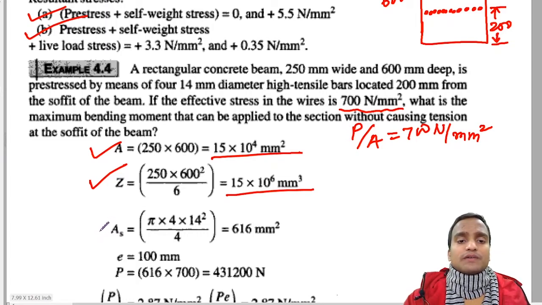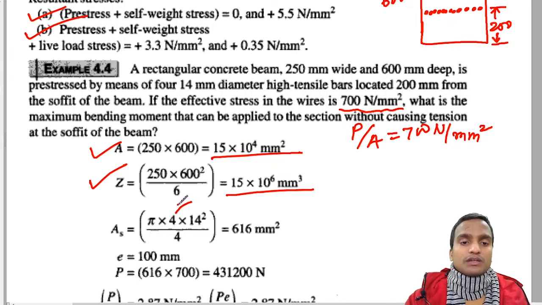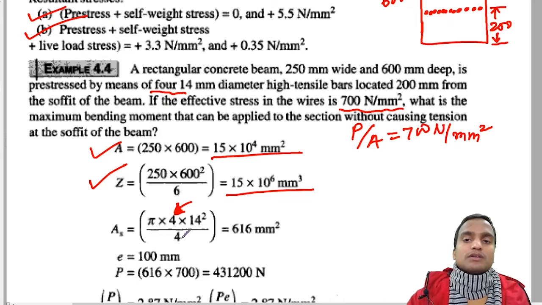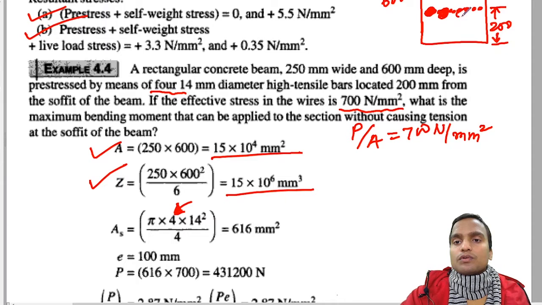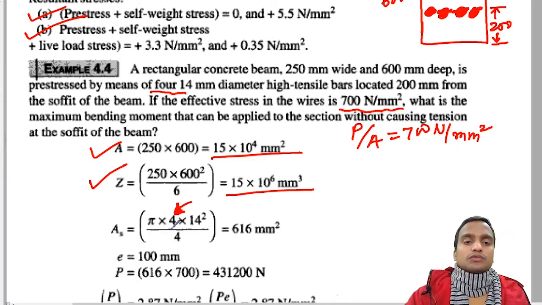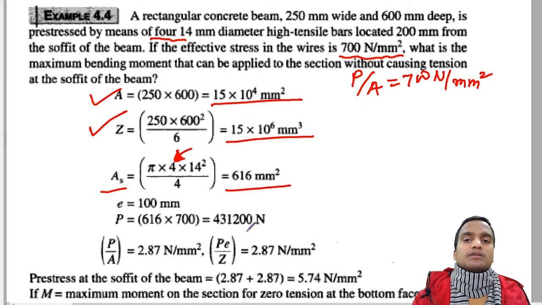the area of steel bars here. I think this was not given, but there are 4 bars of diameter 14 mm. Let us draw it, 1, 2, 3 and 4. All right, so the total area of steel bars is 616 mm square, and eccentricity is 100 mm.